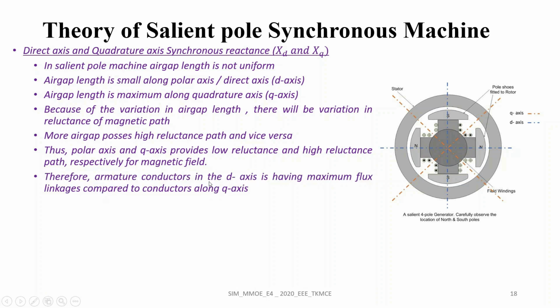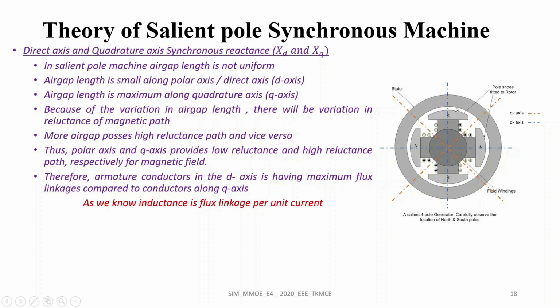Therefore, armature conductors in the direct axis have maximum flux linkages compared to the conductors placed along the quadrature axis. As we know, inductance is, what is inductance? Inductance is flux linkage per unit current. As flux is more, inductance will be more. As inductance is more, inductive reactance will be more. Omega L gives inductive reactance.